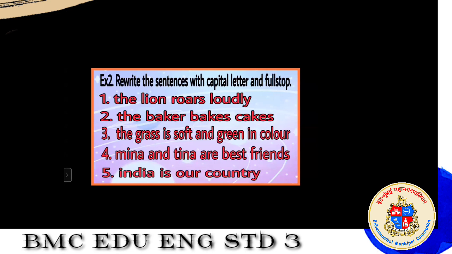Second question is, children, the baker bakes cakes. Okay, the. So T should be in capital. So when you write this sentence, the first letter you will write in capital, that is T. And at the end, you are going to put a full stop after cakes. Okay. Third one, children, the grass is soft and green in color. Okay, the. So T should be in capital, and after color, we are going to put a full stop. Now, fourth sentence is, children, Meena and Tina are best friends.